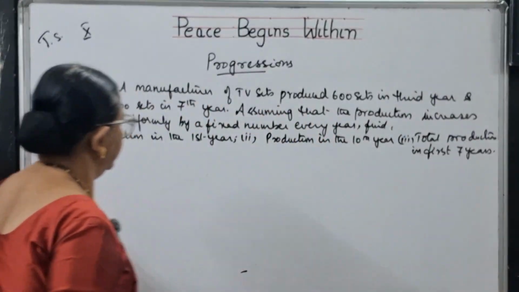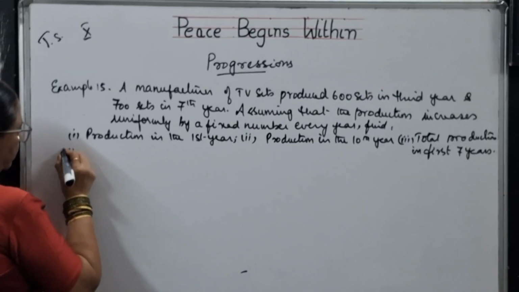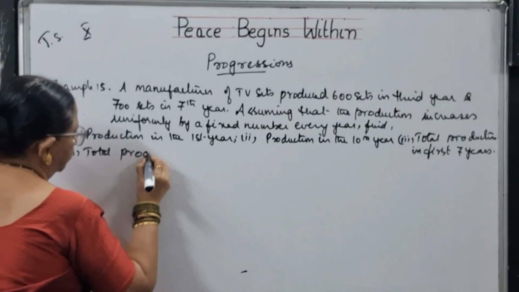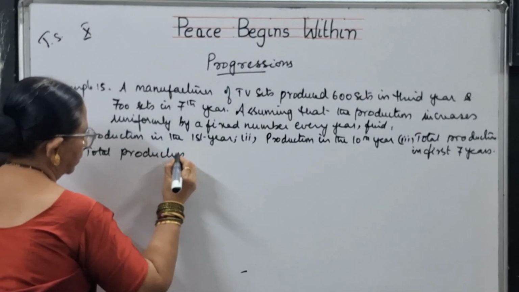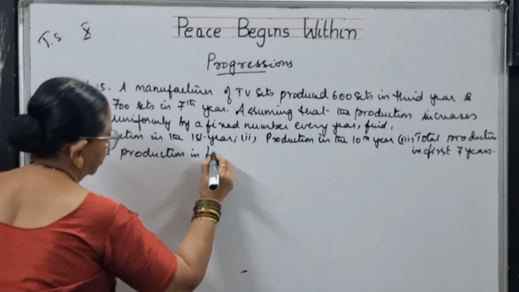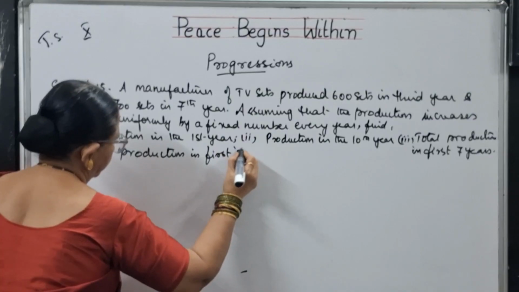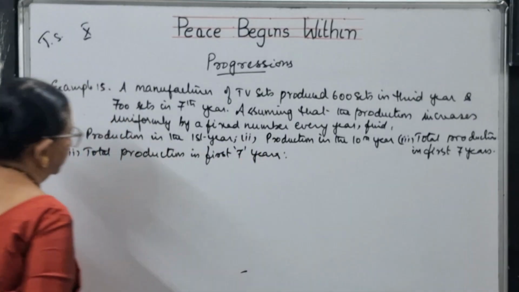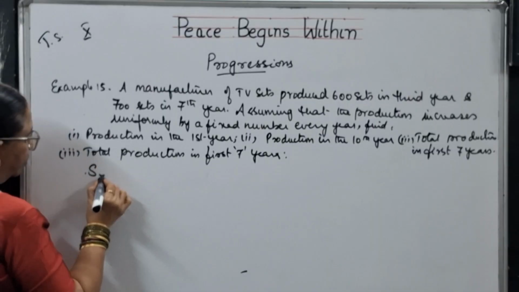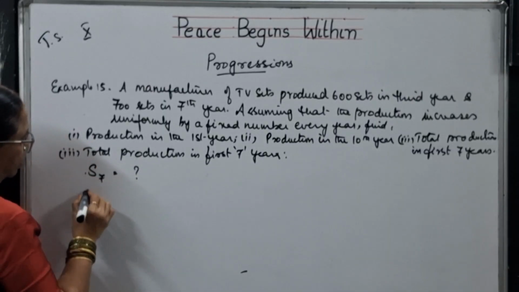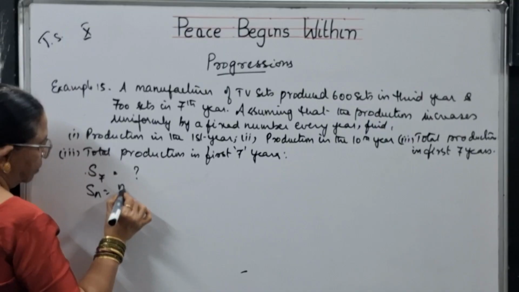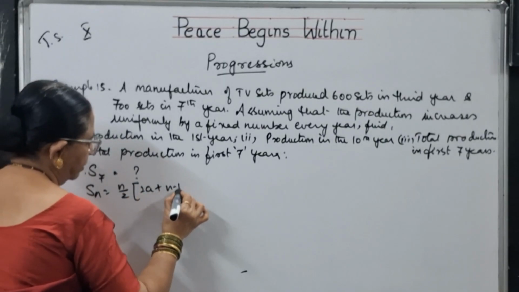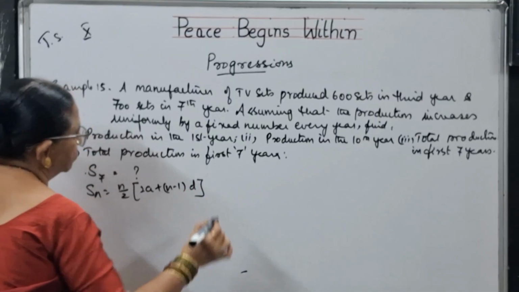Now third bit, children. Third bit is total production in first 7 years. This is what they are asking. That means what? What is sum to 7 is equal to how much? We know sum to n terms is n by 2 into 2a plus n minus 1 into d.